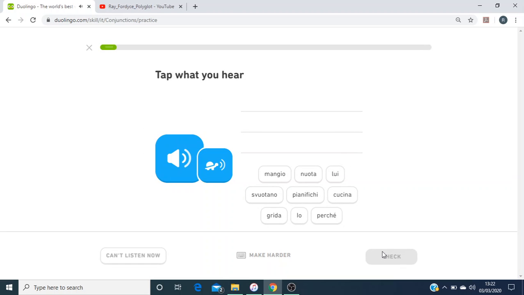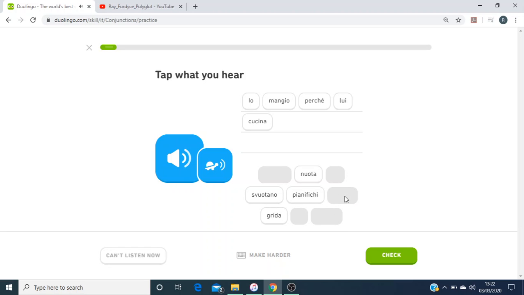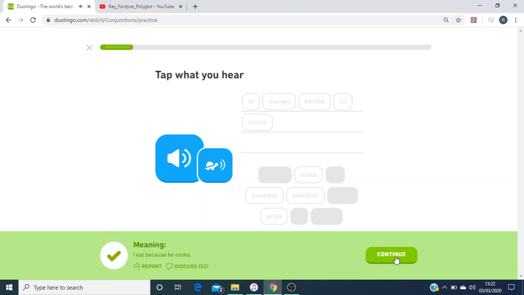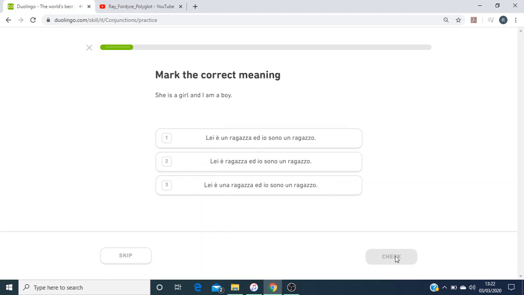Io mangio perché lui cucina. I eat because he cooks. So she is a girl and I am a boy. We've come across these words in the very first lessons. So lei è una ragazza, and there's an example of this D that's in between two vowels. So lei è una ragazza e io sono un ragazzo.